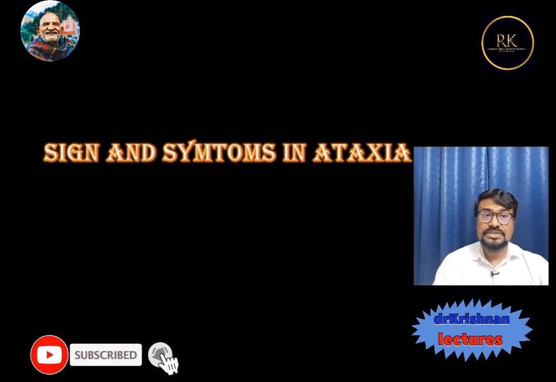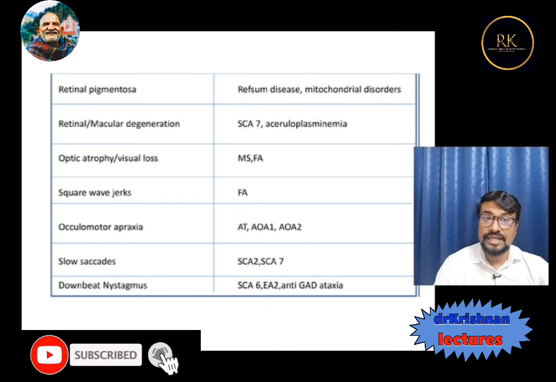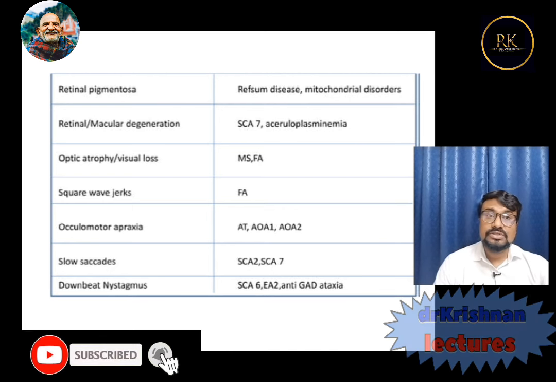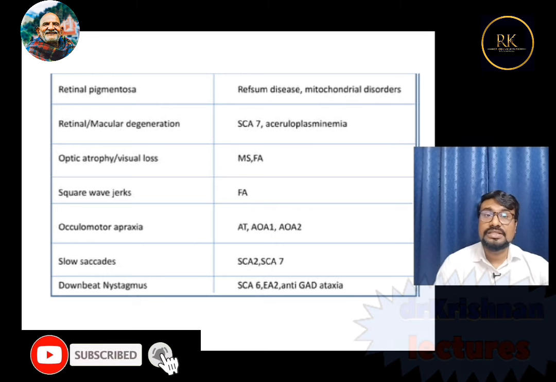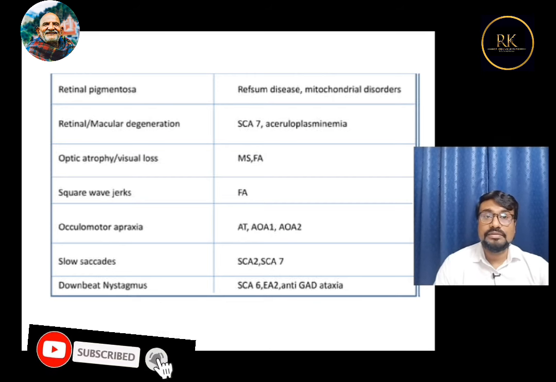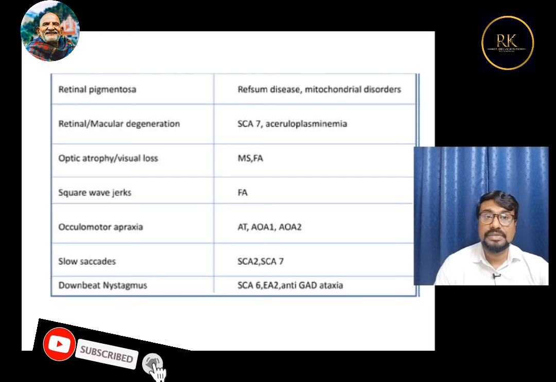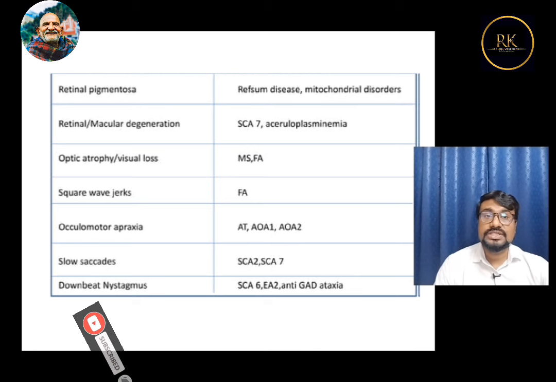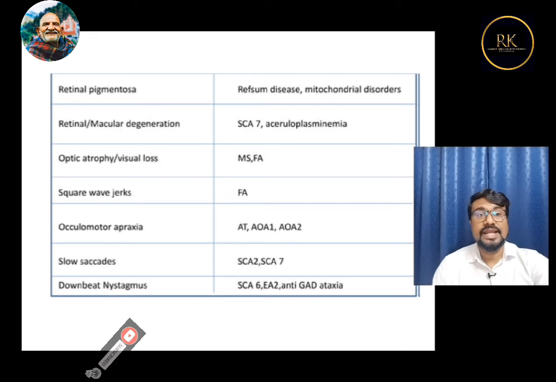The signs and symptoms in ataxia include ataxia with retinitis pigmentosa. The etiology could be Refsum's disease or mitochondrial disorders. Ataxia with retinal or macular degenerations: SCA7 or aceruloplasminemia, that is spinocerebellar ataxia 7. Optic atrophy and visual loss with multiple sclerosis or Friedreich's ataxia, square wave jerks in Friedreich ataxia, oculomotor apraxia in ataxia telangiectasia, slow saccades in SCA2 and 7, downbeating nystagmus in SCA6, and anti-GAD ataxia.